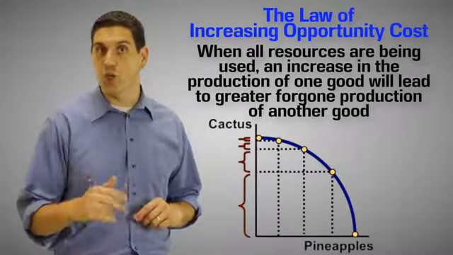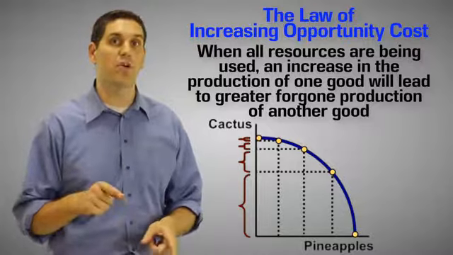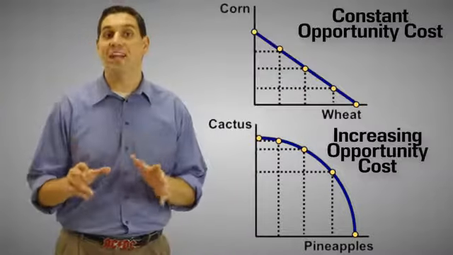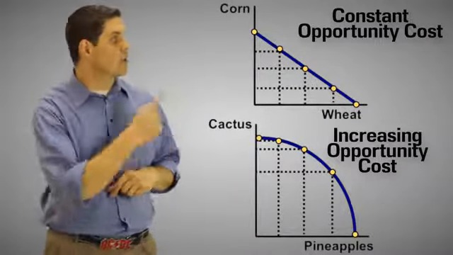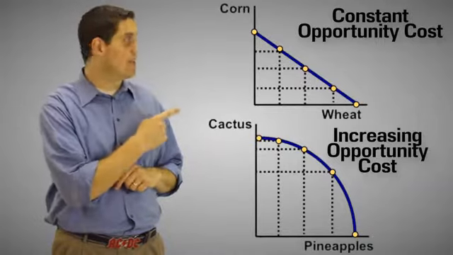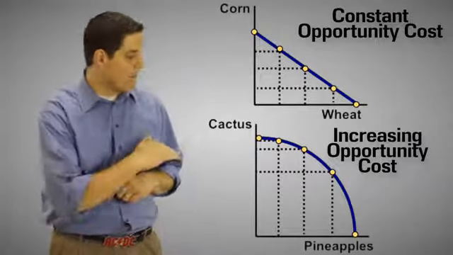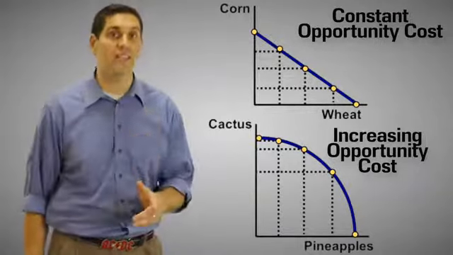And this is the idea of the law of increasing opportunity cost. The law says as you produce anything, the opportunity cost to produce it is going to get bigger and bigger. And that explains the shape of the graph. Remember, a straight line production possibilities curve like this shows constant opportunity cost, and a bowed out curve shows the idea of increasing opportunity cost.